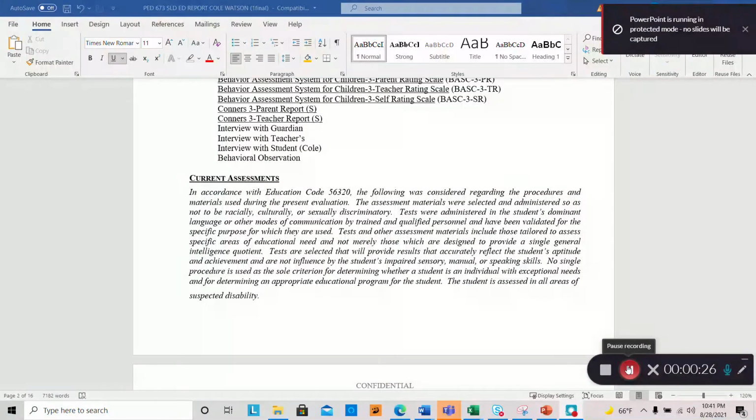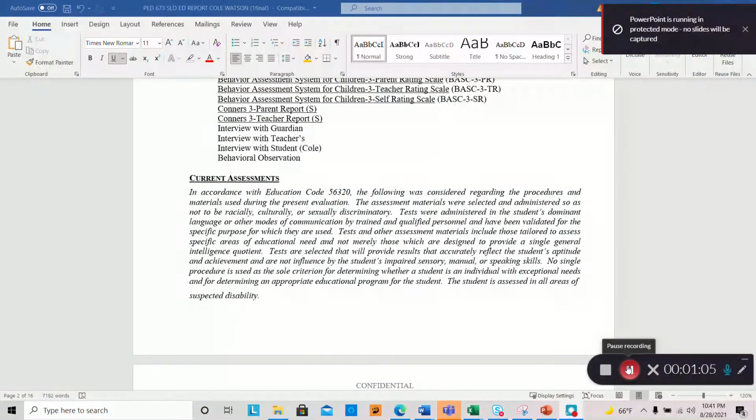The following was considered regarding the procedures and materials used during the present evaluation. Assessment materials were selected and administered so as not to be racially, culturally, or sexually discriminatory. Tests were administered in the student's dominant language or other modes of communication by trained, qualified personnel and have been validated for the specific purpose for which they are used. Tests and other assessment materials include those tailored to assess specific areas of educational need and not merely those which are designed to provide a single general intelligence quotient.